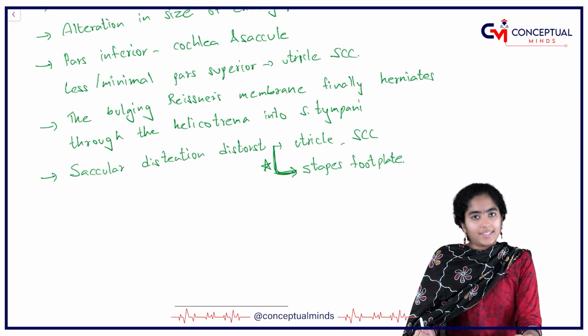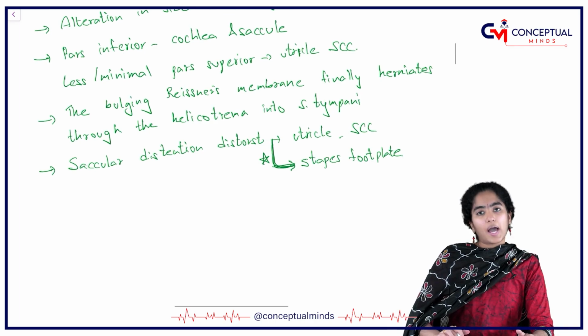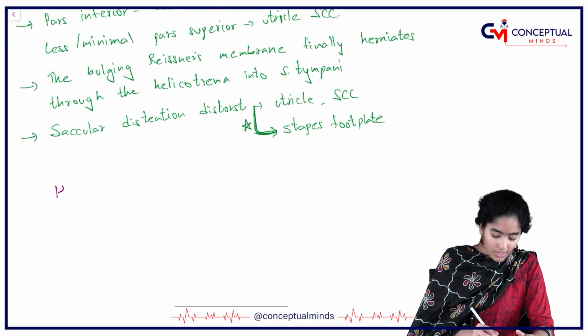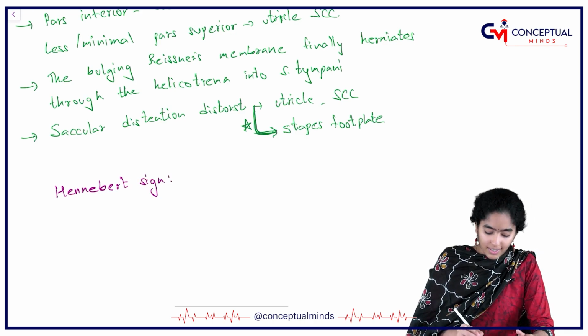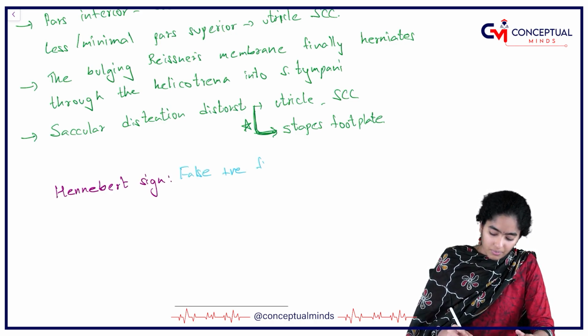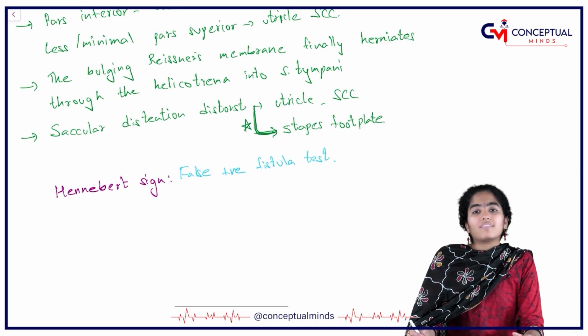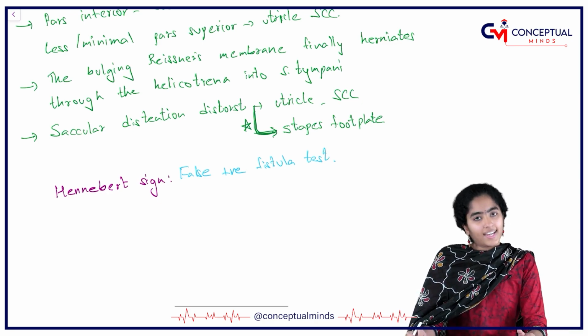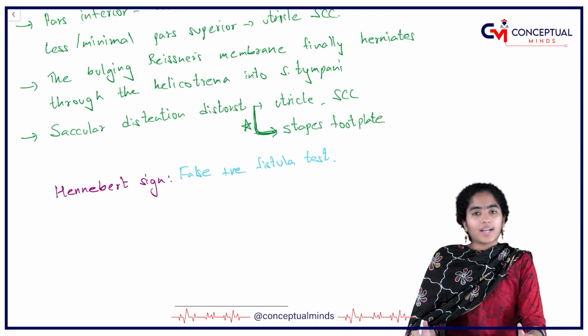False positive fistula test is called Henneberg sign. That is, the fistula test is positive in the absence of a fistula. That is called Henneberg sign. Henneberg sign is a false positive fistula test. This is seen in two conditions. One is congenital syphilis and the second is Meniere's disease. The over-distended saccule comes in contact with the stapes footplate and gives a false positive fistula test, which is called Henneberg sign.